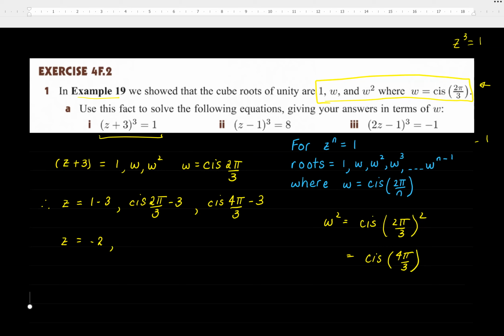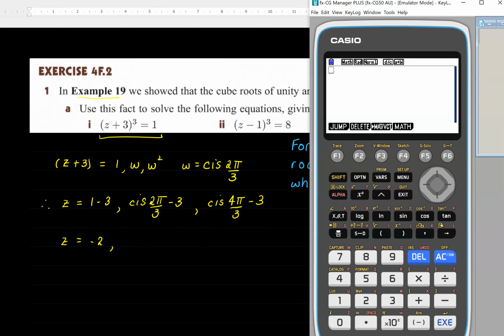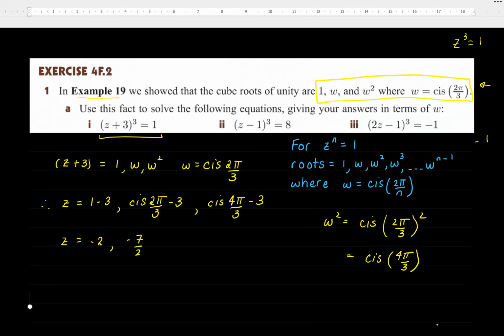So 1 take 3, we've got minus 2 as one of our roots. And you could leave it as this and cis 2 pi, but I just want to show you how it all relates. So when we've got our cis 2 pi over 3 minus 3, let's use our calculator to work out what that is. So 1, put your angle there, 2 pi over 3, take 3. So we get that that is minus 7 over 2 plus root 3 on 2i.